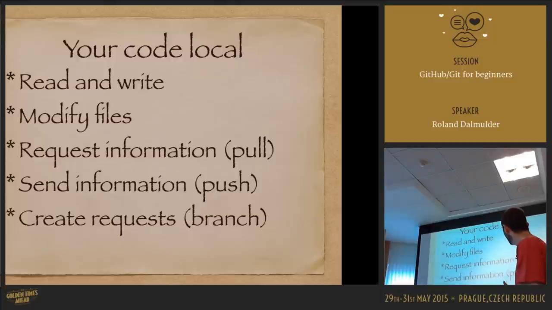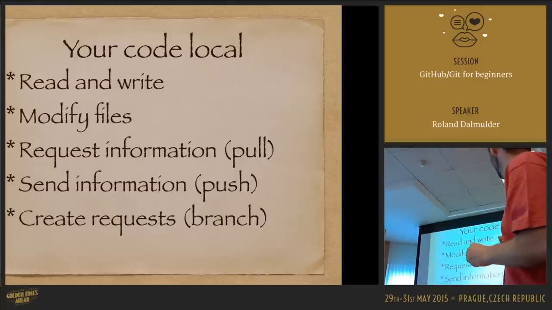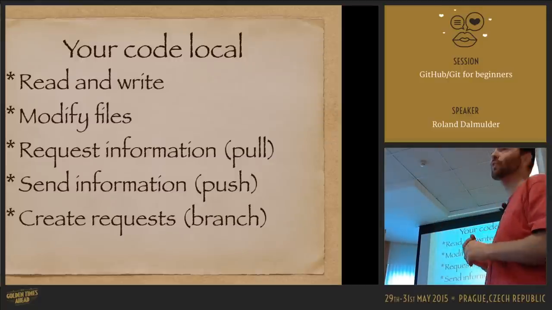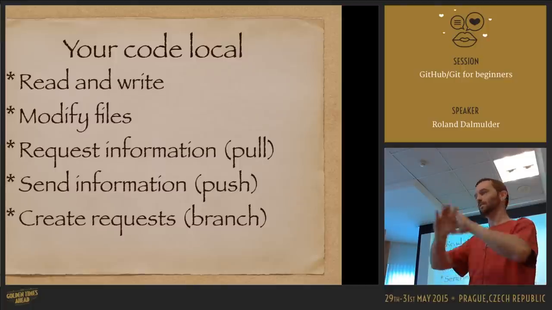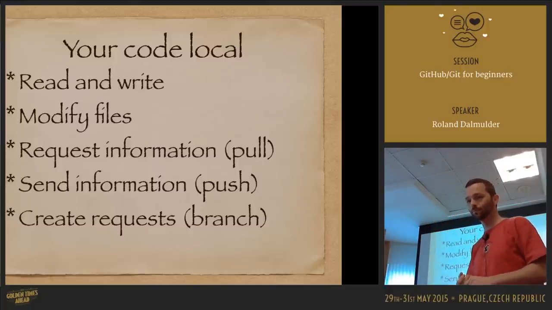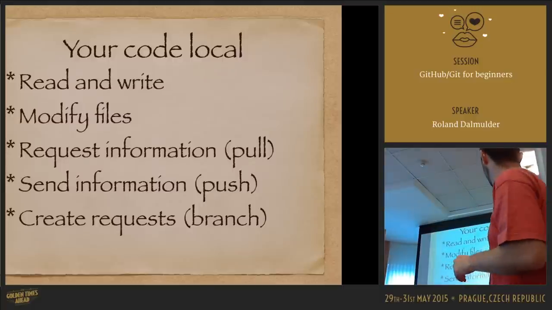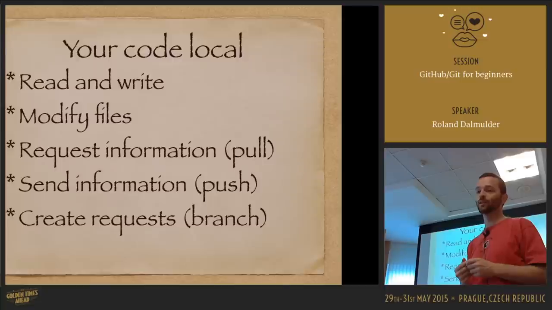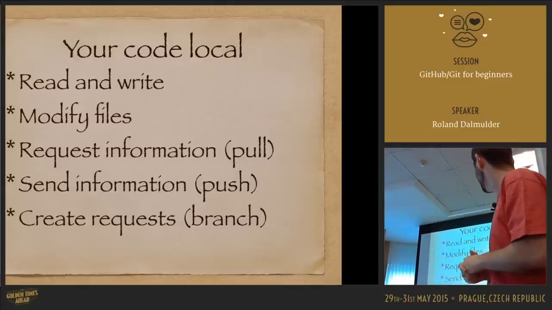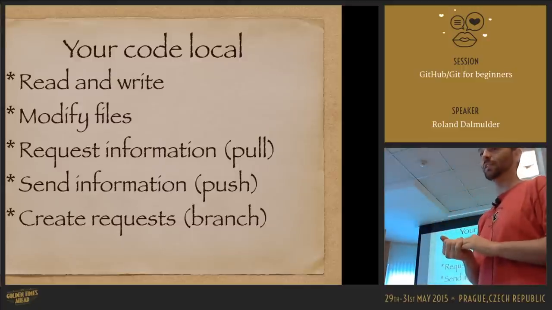Now, your code local is almost the same as online. You can read it and you can write it. And modifying files, as I said before, is a lot easier because you don't have one file you can change, but you can change any file. Same as there, you can request information from your code online and from Joomla code. You can send the information, in this case, only to your code online. And also you can make the request locally, and it's a branch.